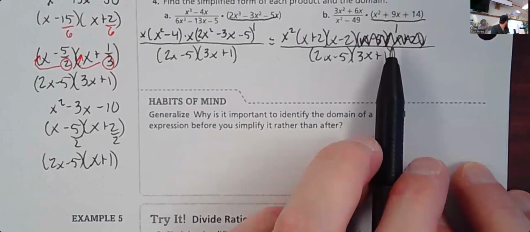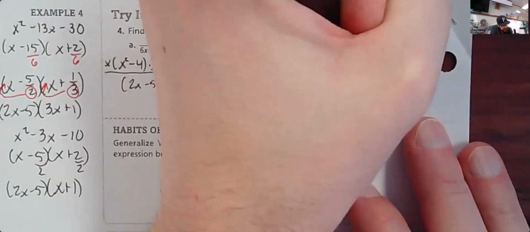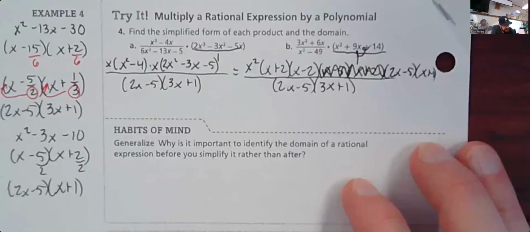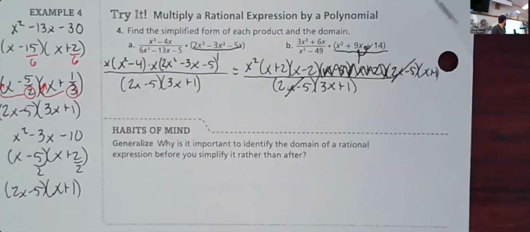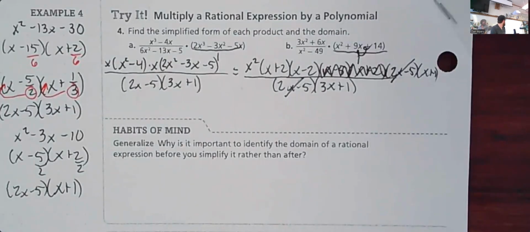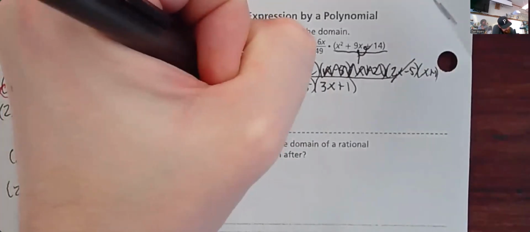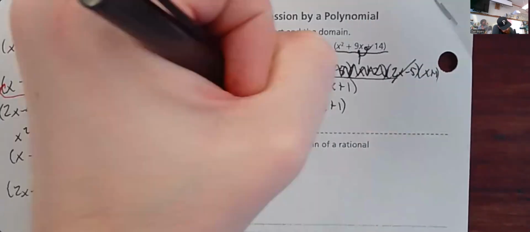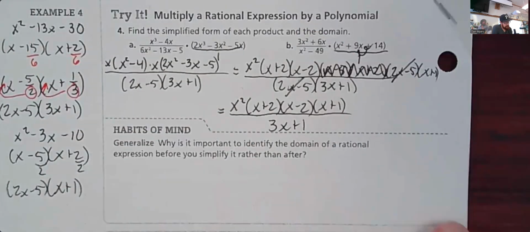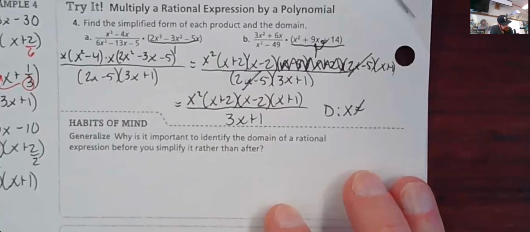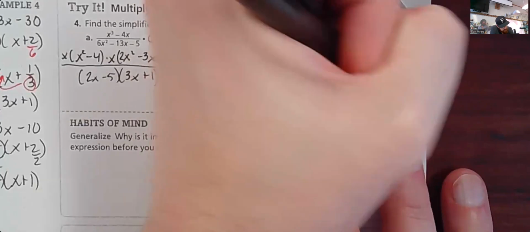So then over here, the numerator should include 2x minus 5 and then x plus 1. So we do get to cancel out one thing. The 2x minus 5 on the numerator and the denominator will cancel out, which is kind of wild. Because there's going to be a lot left in our answer here. X squared times x plus 2 times x minus 2 times x plus 1 over 3x plus 1. With a domain of x not equal to negative 1/3 or 5 halves.